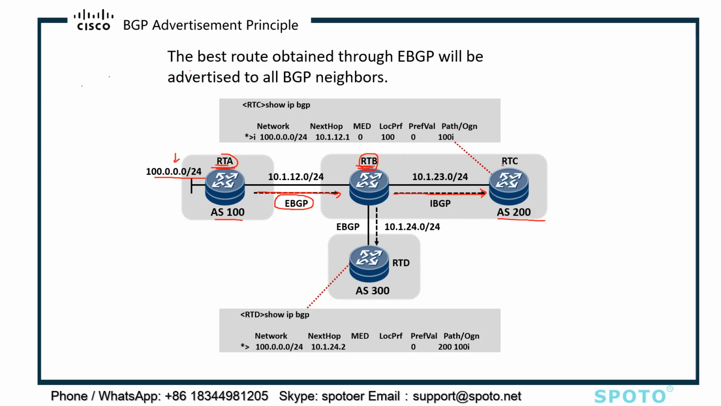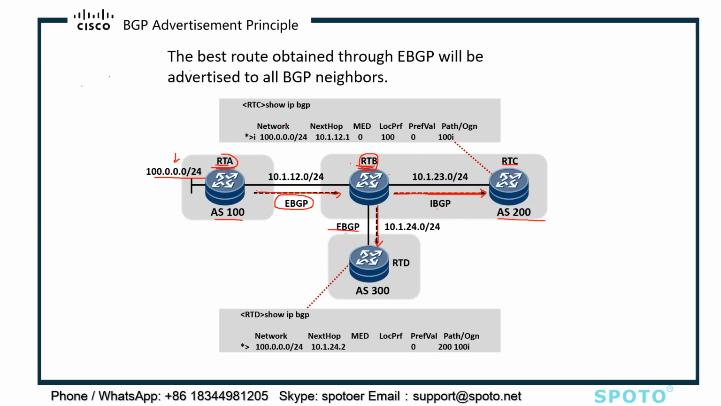You can see here, RTC and RTB are in the same AS, so they are IBGP neighbors, and RTB will advertise it to RTC. Also, RTB and RTD are in different AS. RTB is in AS200 and RTD is in AS300. So RTB will also advertise it to the EBGP neighbor. So RTB will advertise it to both IBGP and EBGP neighbors.